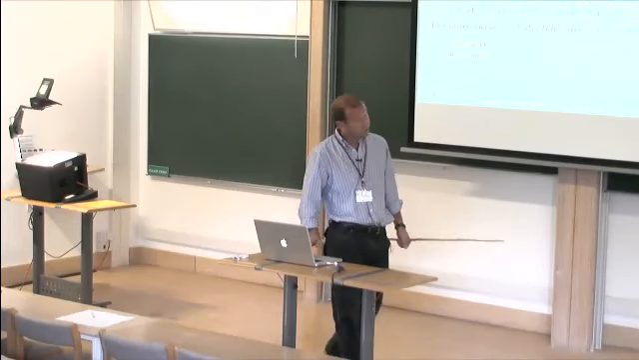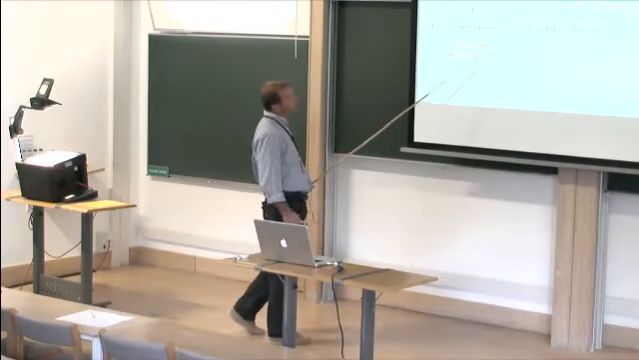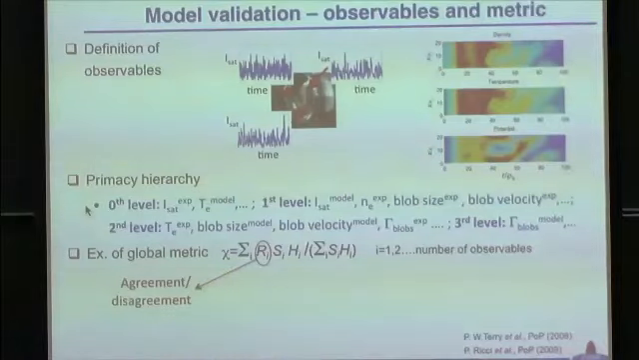I call chi for the moment, which is defined in the following way in our proposal. It's a sum over the observables of the product of 3 terms. The first term is the one that defines whether or not you agree, which means whether or not you're inside the error bar between experiment and theory.